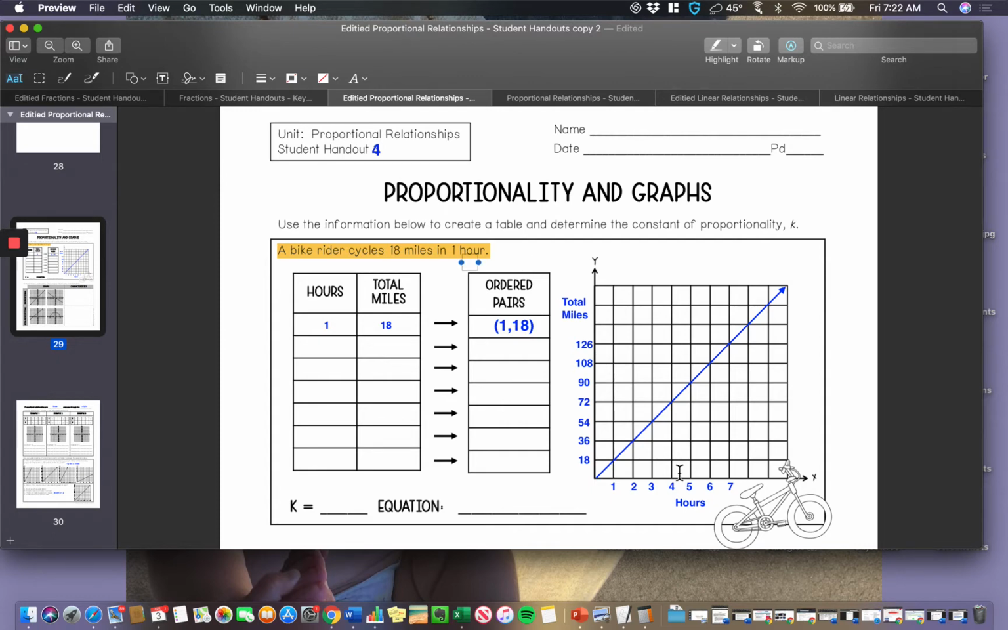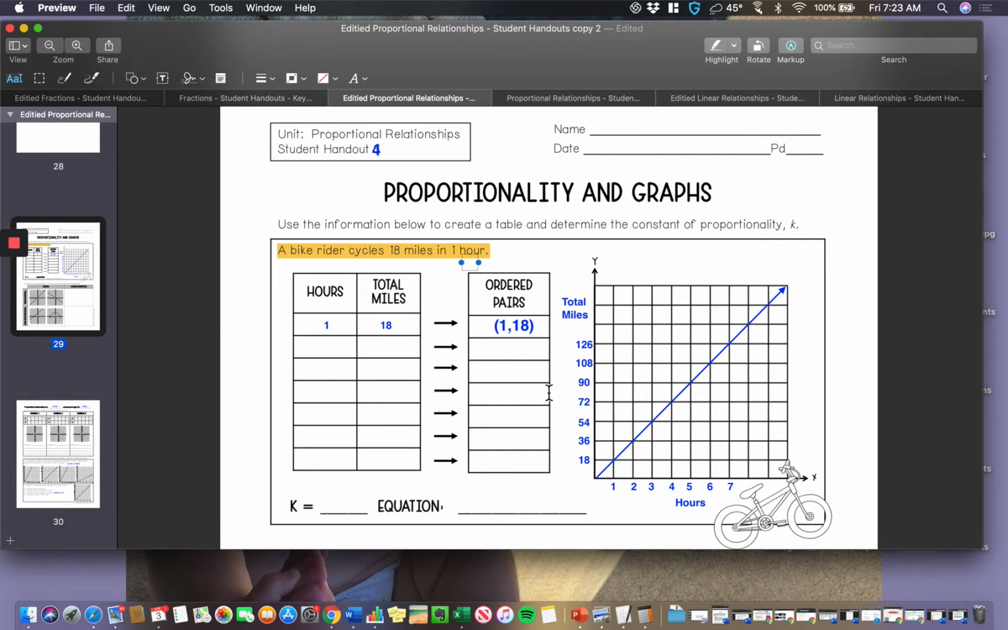So, you're going to need to number this graph, okay? And one of the things that you should realize is that down here we have hours, and we can just increase our hours in single units. But up here, the way that I knew to order this, increasing 18 each time, was that I knew every hour he's going to be going an additional 18 miles. So, for example, in the first hour he goes 18 miles, and in the second hour he goes 36 miles.